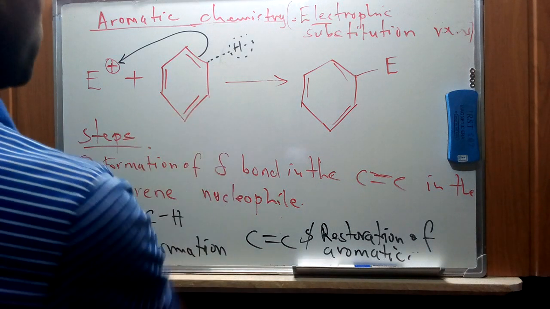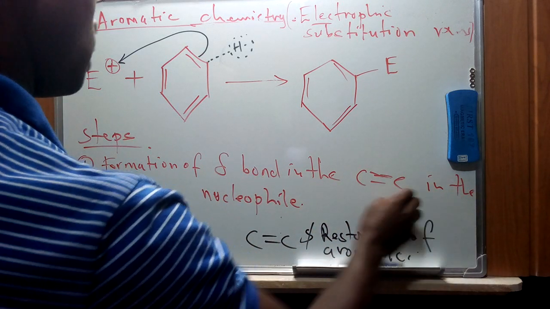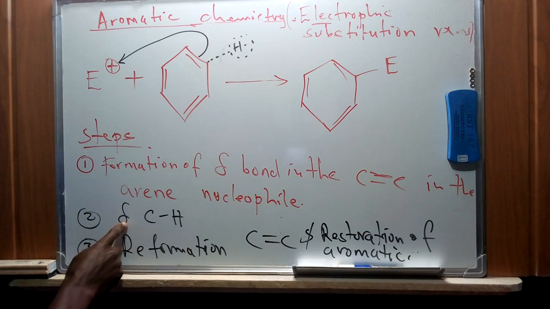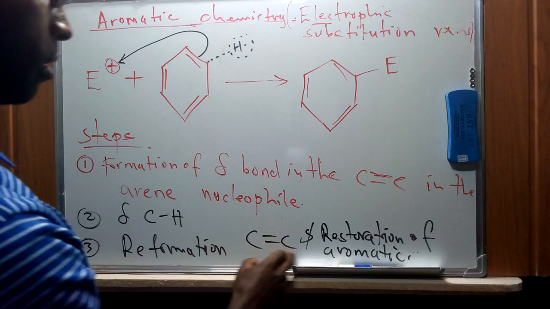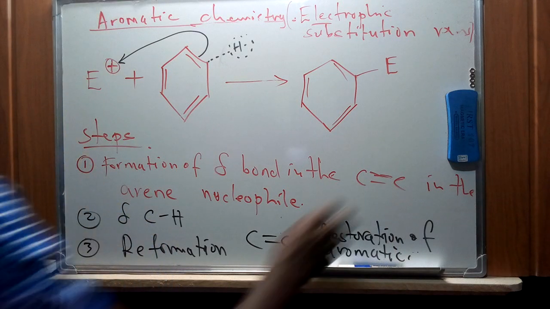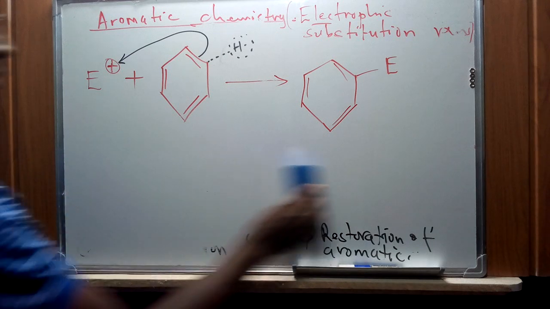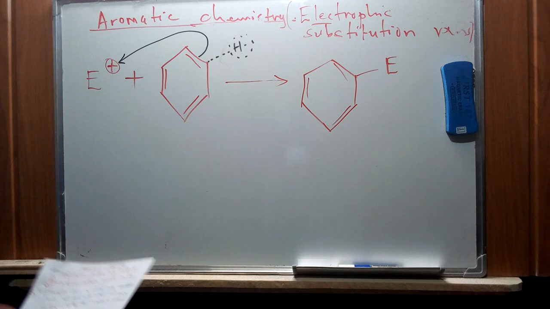As we have said in summary, the first step is the formation of a sigma bond in the carbon-carbon bond, which is a real part of the arene nucleophile. Then step number 2, there's going to be a breakage of the carbon-hydrogen sigma bond at this particular point by the substitution of a proton that we have talked about. And then there's a formation of the carbon-carbon double bond and the restoration of aromaticity. So for these steps, I'm going to do away with them, and then we discuss this reaction mechanism for that kind of reaction.